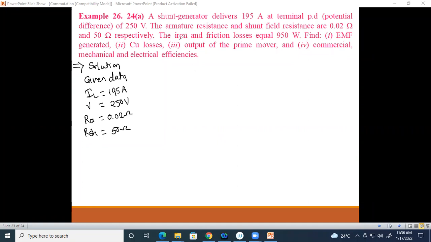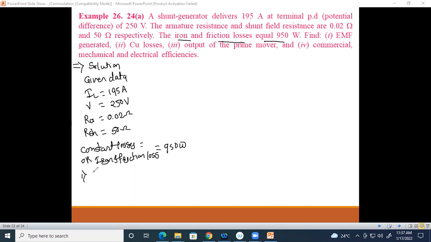Then the iron and frictional losses are equal to 950 watt. Iron and friction losses come under constant losses. So we are writing here constant losses, or iron and friction losses. Iron and friction loss is equal to 950 watt.